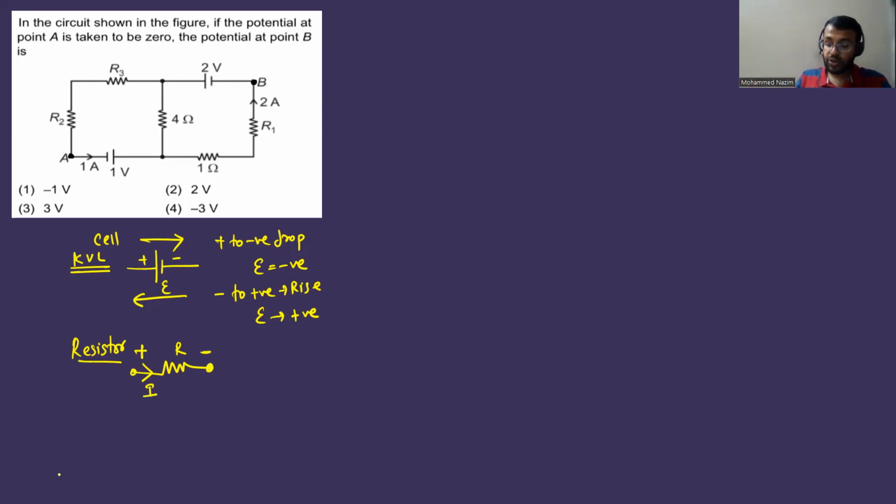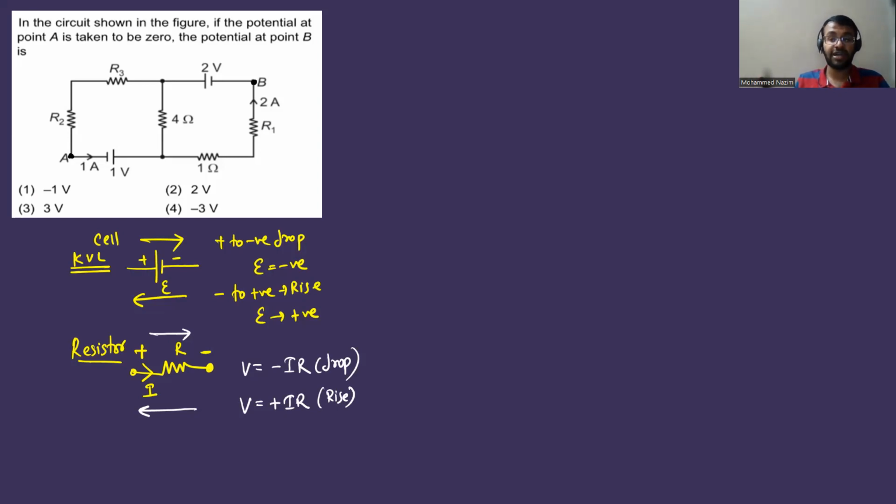Did you all understand? So in this case, if I move from here to here, positive to negative, it's a drop. Drop means less, rise means high. So drop should be taken negative, rise should be taken positive. What is a voltage? IR. So IR will be taken as negative. If I move from here to here, negative to positive, that means it is a rise. So in that case, voltage will be taken as plus IR. Rise will be taken positive and drop will be taken as negative. So this point you need to remember.